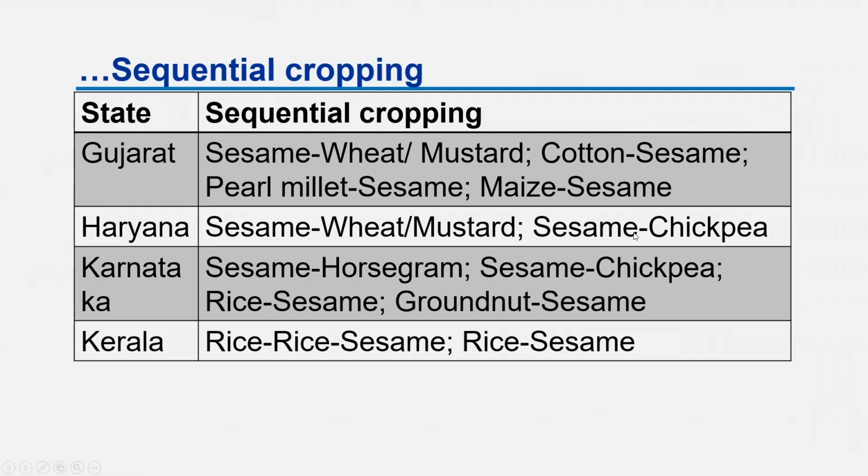So, this is a 1 year rotation. Then in Karnataka, you can see sesame, horse gram, sesame chickpea, rice sesame, groundnut sesame. So, here also in Karnataka you are seeing that sesame can be grown or cultivated in Kharif season or rainy season as well as in Rabi season. In Rabi season it can be followed by groundnut or rice. So, Kerala, rice sesame and rice sesame. So, here it is being grown in the summer season.